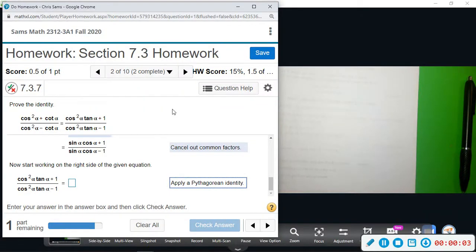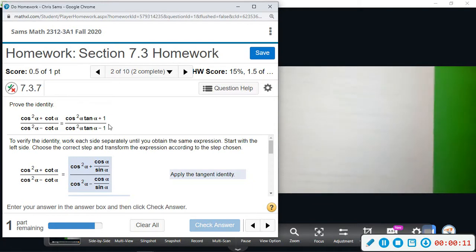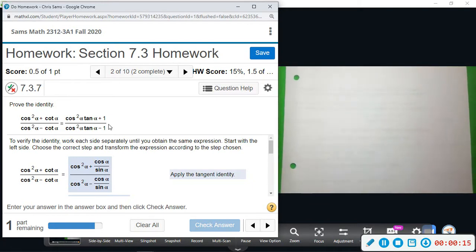Alright, number 2, I wanted to do it the way that they were listing here on the screen. It just takes quite a bit of work. It takes a lot longer. So again, I mentioned you can do these by hand. I'm going to do them by hand. I'm going to start with the left side and try to get the right side.